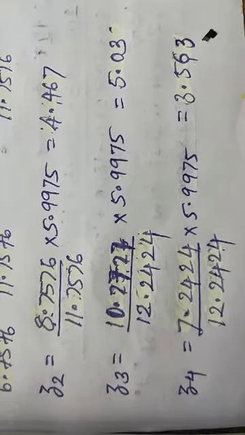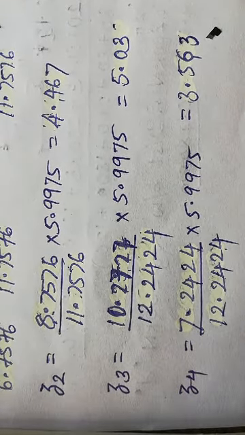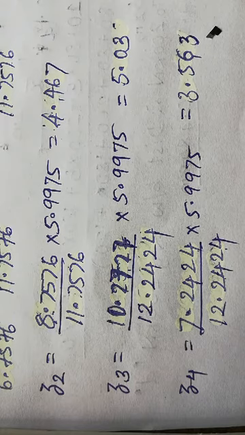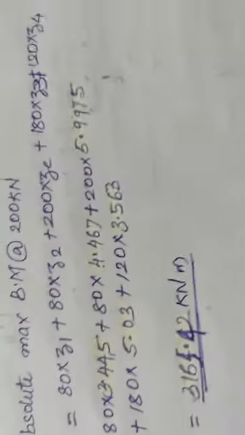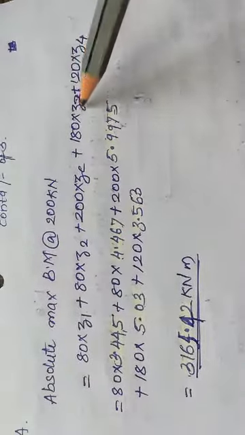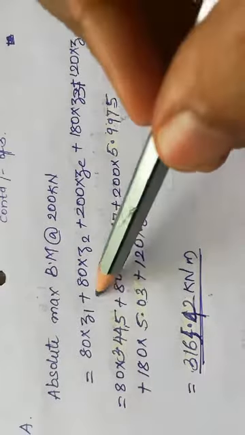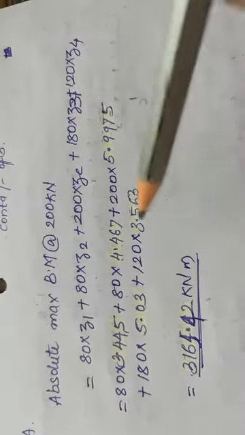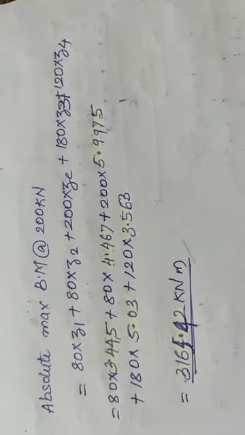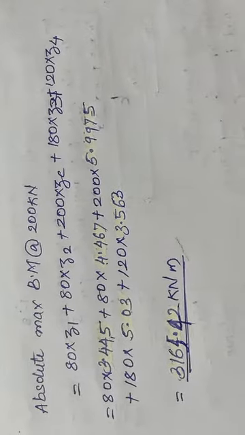Now our last step is calculating the absolute maximum bending moment at the 200 kilonewton load by the summation of all the loads multiplied by their ordinates. Substitute these ordinates and calculate it. You will get the answer as 3165.42 kilonewton meter.